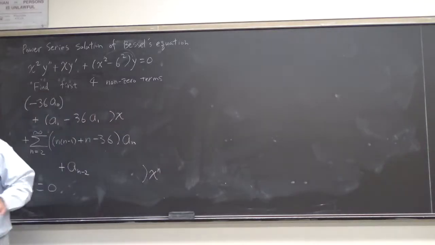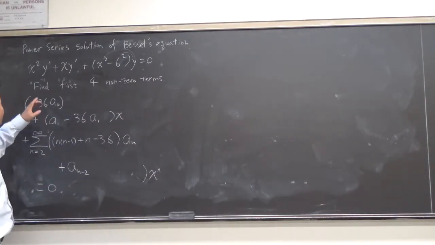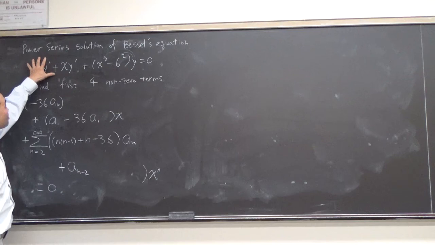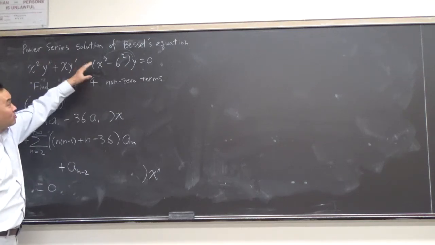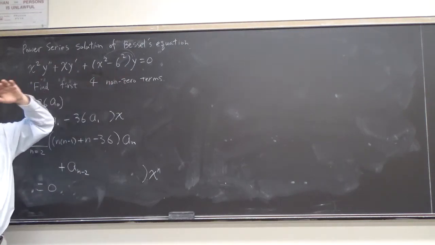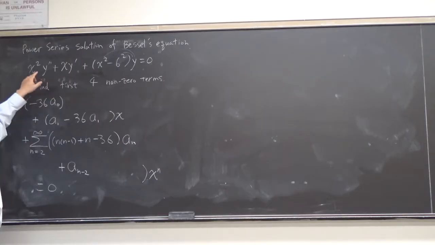Oh, there's another thing that I forgot to say. See, when x is 0, y double prime vanishes, and this one also vanishes, and you get something strange, right? So this equation has a singularity at x equals 0.